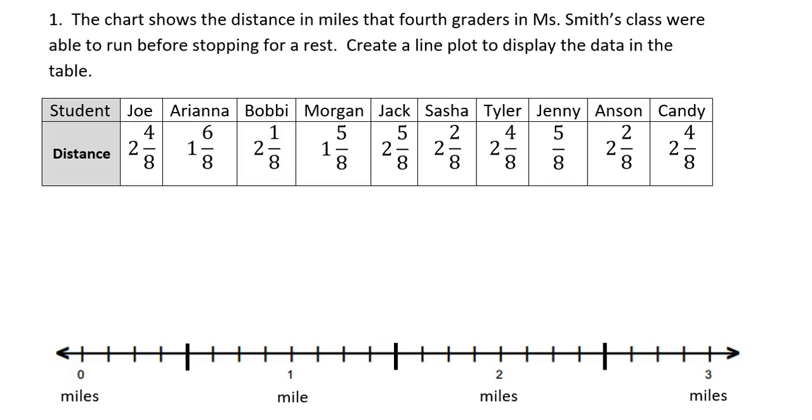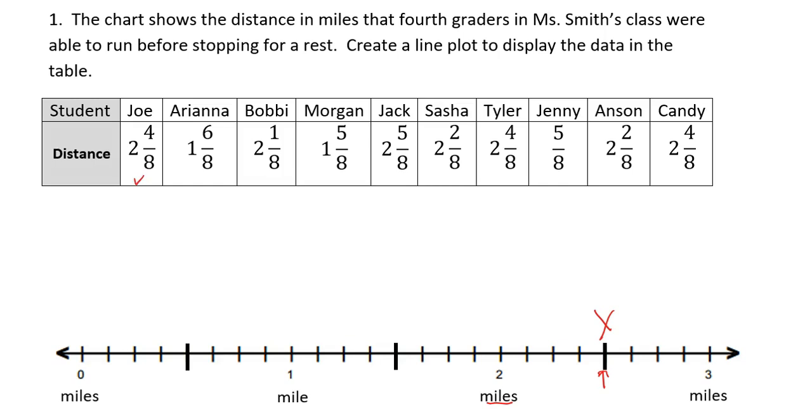I'll start with Joe. Joe ran 2 4/8 miles. So if I go down to the 2-mile marker here, I just need to jump 4/8 past it, and that would be at this dark line, because the dark line is showing the halfway point and 4/8 is the halfway point. So I'll put an X on the line plot showing Joe.